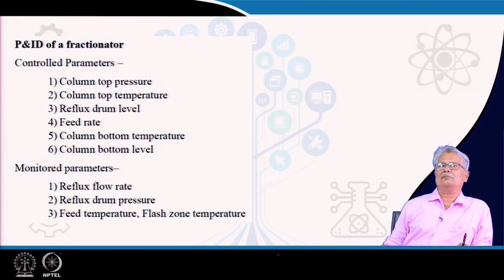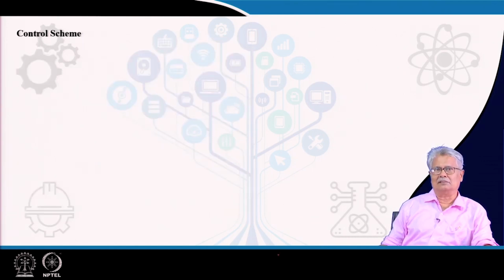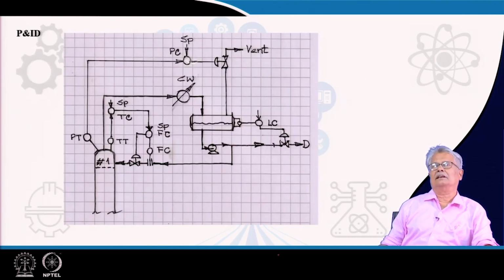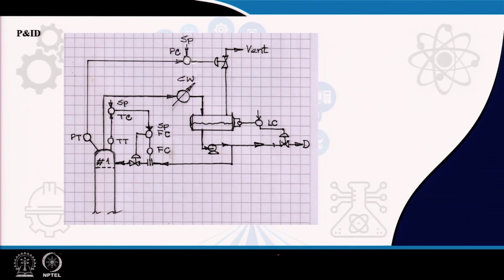So, these are basically nothing but the P&ID details of a fractionator, which I provide in the next slide. Here is the upper section. The upper section definitely shows streams, which is the reflux, which is controlled. The level is controlled by the distillate.